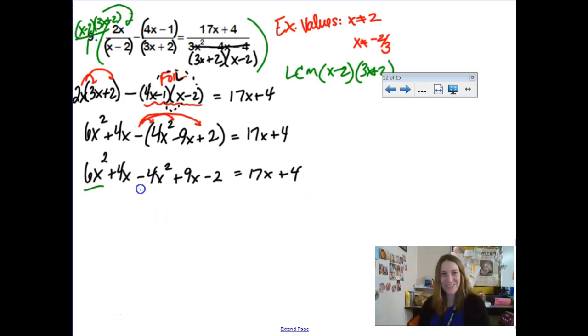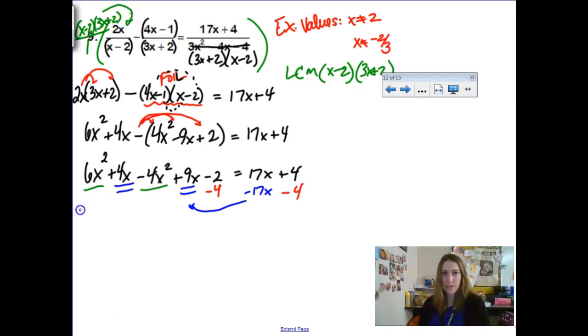Alright, so quadratic terms, collect them together. Oh my gosh, golly, you have a lot of terms to do here. Linear terms, this guy's going to have to subtract over, huh? So let's bring this guy over as well. And then this 4 is going to have to be subtracted over.